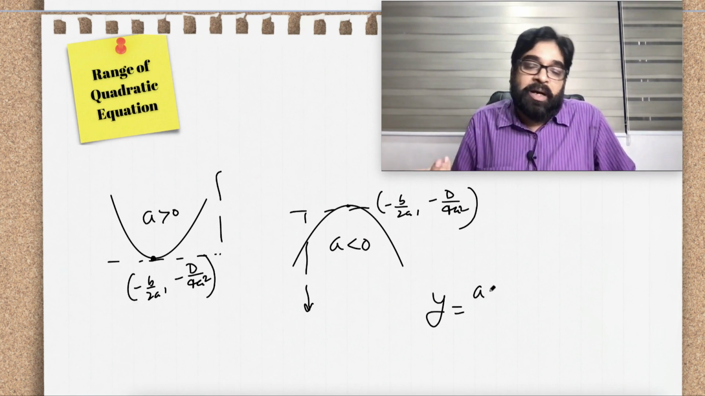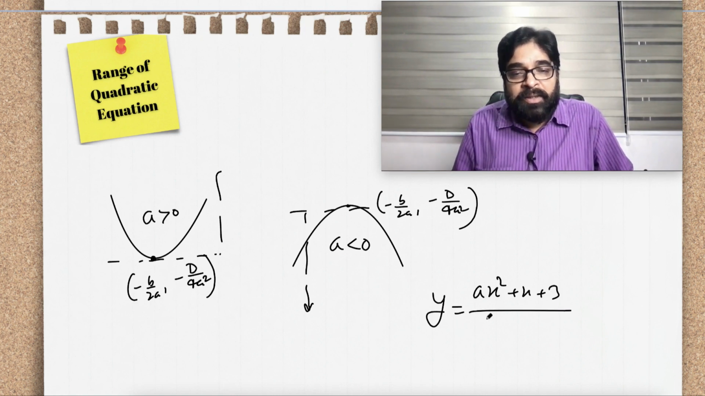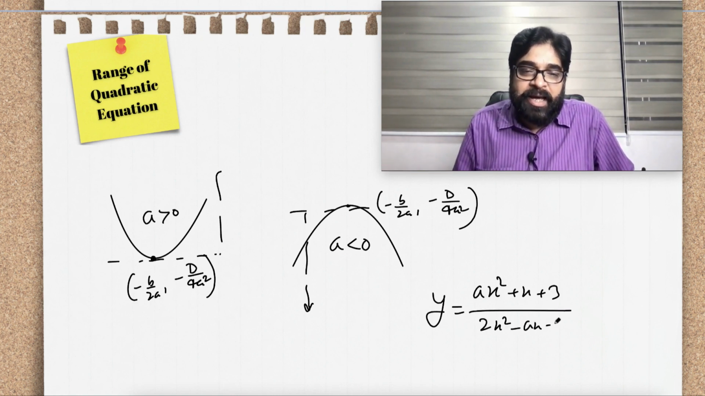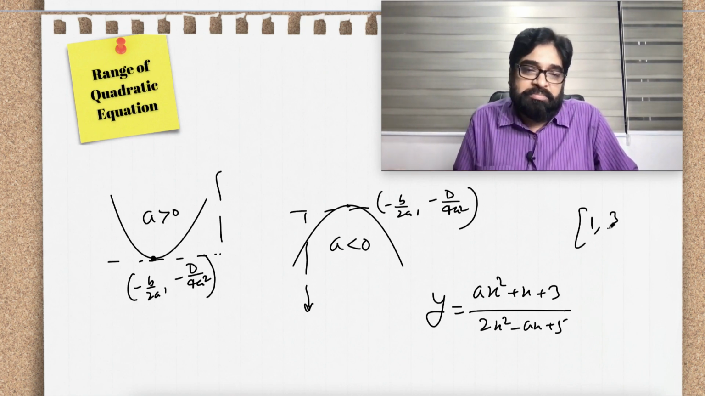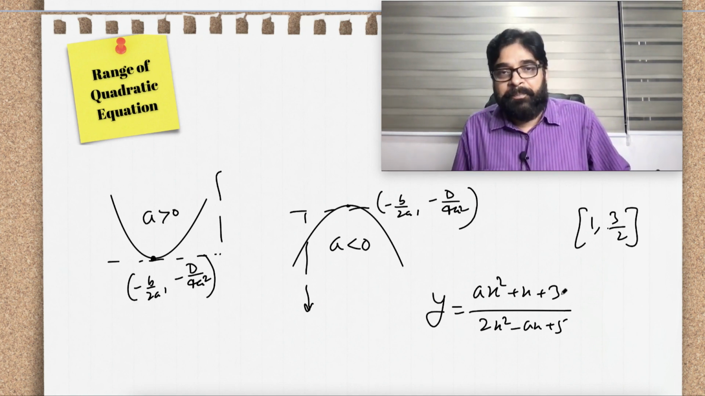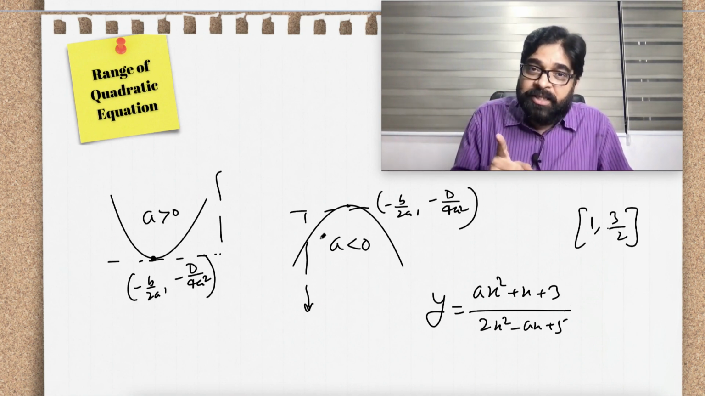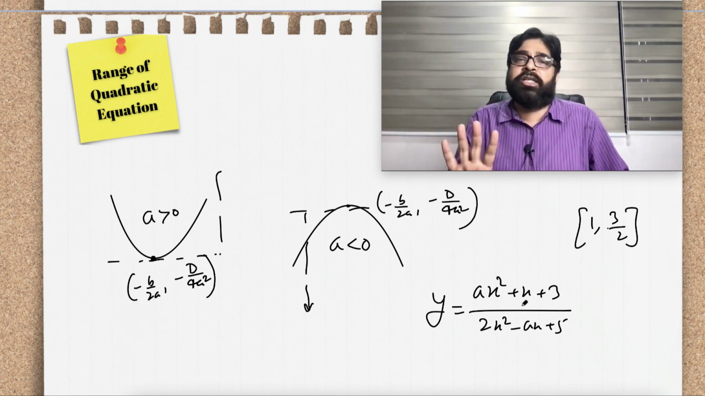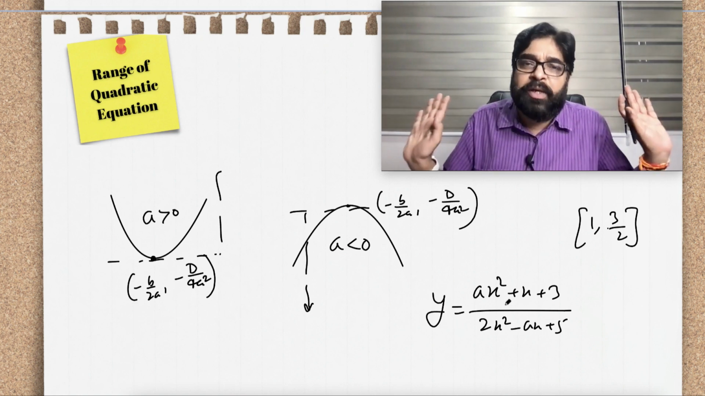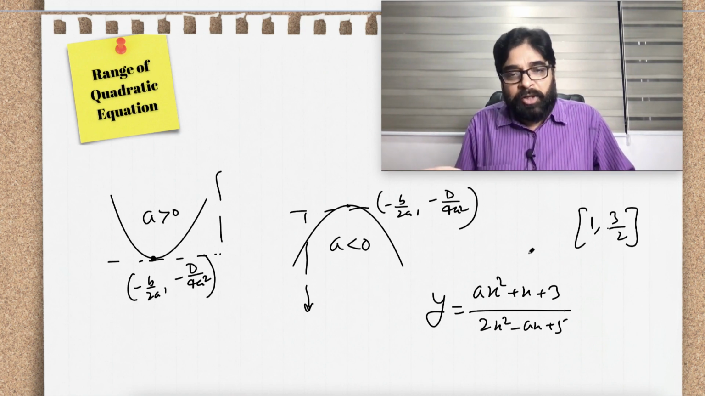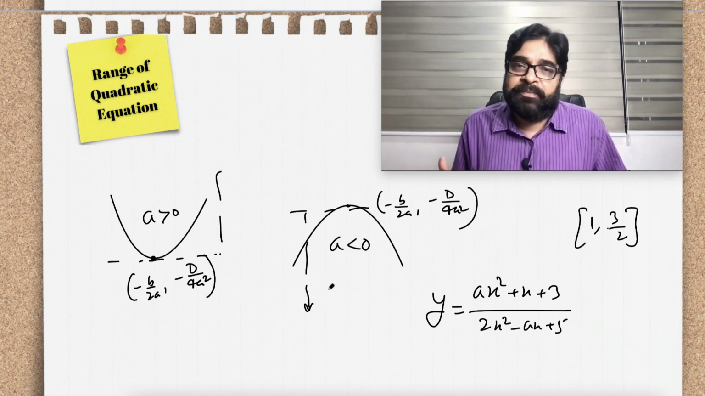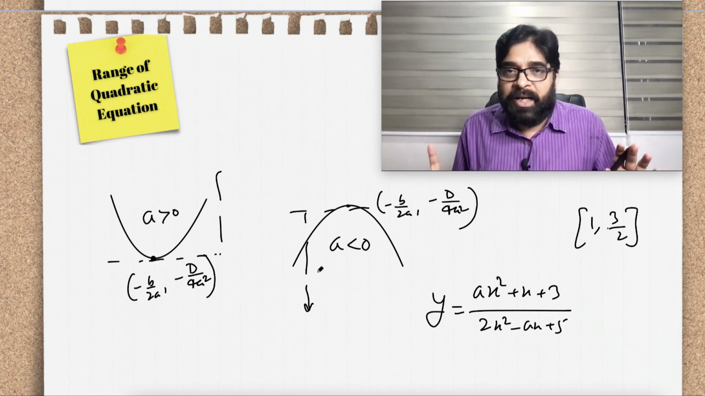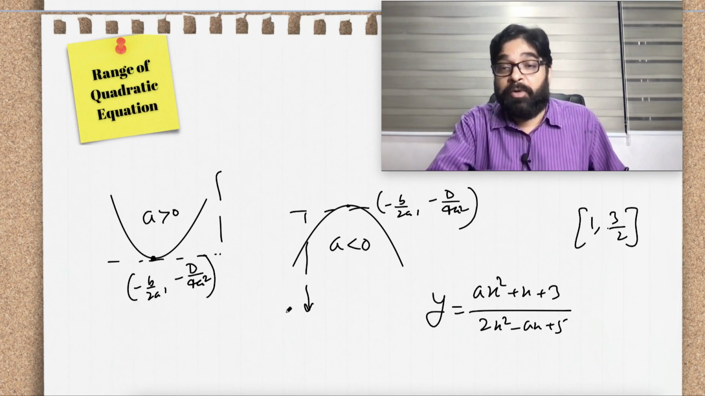Say y equals something like this, let's say (ax square plus x plus 3) divided by (2x square minus ax plus 5). Range of this quadratic is 1, 2, 3 by 2. Find out the condition on a. Logic is the same. Believe me, if you know these 2 points, the question is done. You don't have to do anything else. Only thing, you have to convert into a quadratic expression and then put the condition, you'll get the answer. Am I right? That is the range of quadratic.